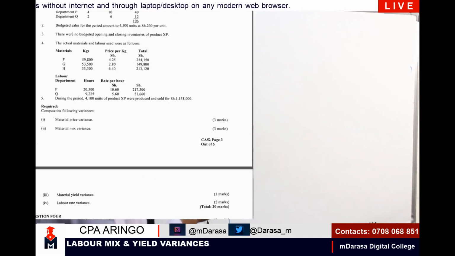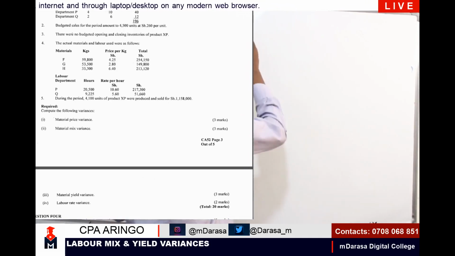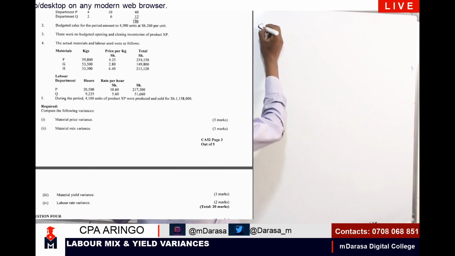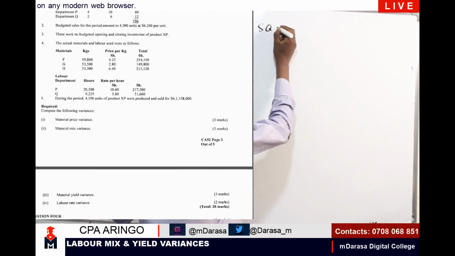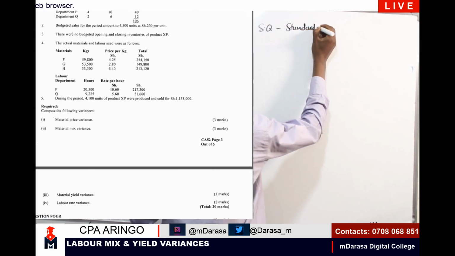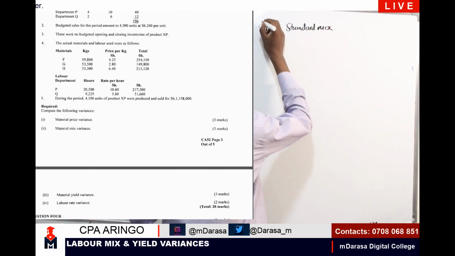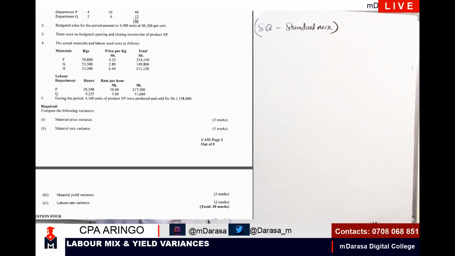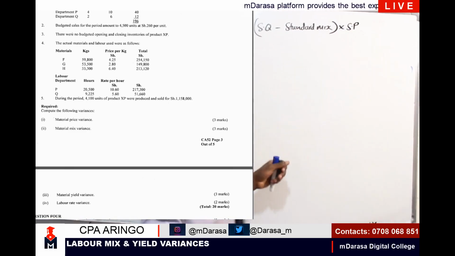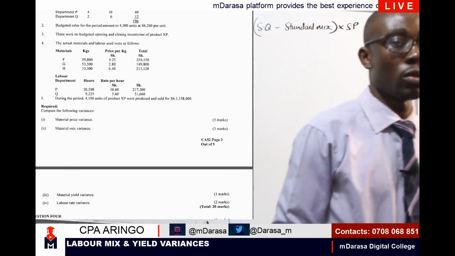So for my material yield variance, what I should have in mind is that to determine it, we are going to talk of our standard quantity minus our standard mix, of course, of the actual total input. When I write standard mix, just know it is the standard mix of the total actual input times what? Our standard price. That is what you should always be having, and that is what we mentioned earlier on, right?